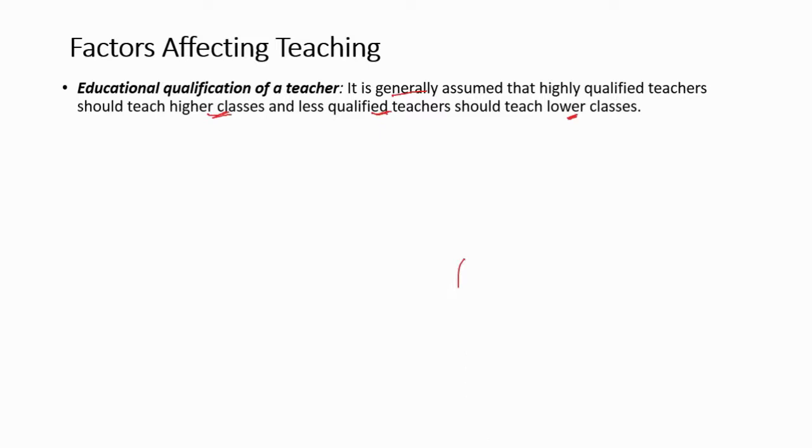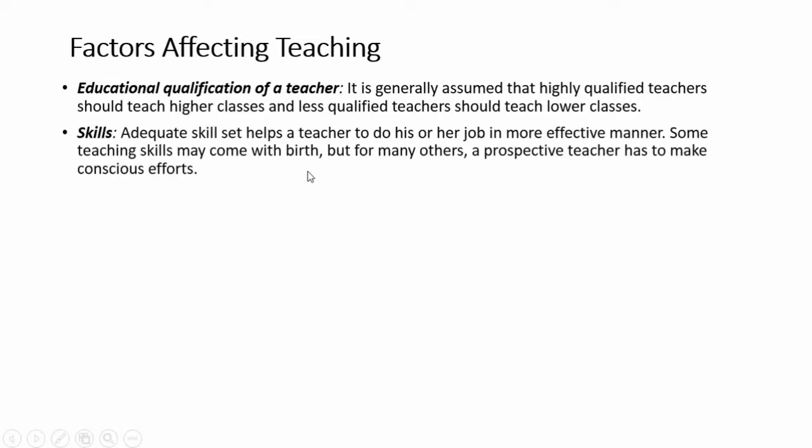Okay, so then the next point is skills. Okay, so adequate skill set helps a teacher to do his or her job in a more effective manner. Okay, some teaching skills may come with birth, but for many others a prospective teacher has to make conscious efforts. So teaching is not just about telling something to a group of students. It's about the way you tell, the way you present your concepts before students. So to do such a thing you need to have adequate skills. Okay, so some people will have it by birth. If a person does not have it by birth, he has to make conscious efforts to develop such a skill. Okay, it's the second point.